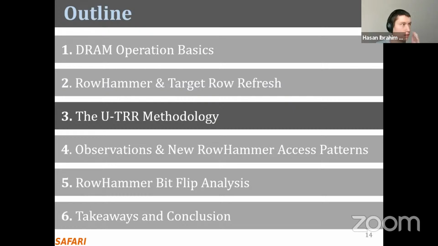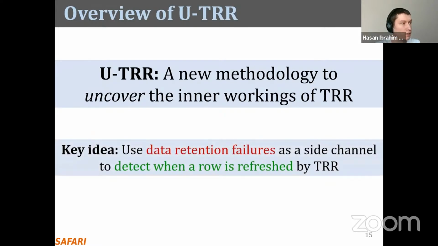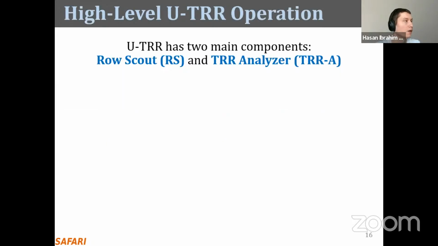Okay, let's move on to the UTR methodology. This is a new methodology to uncover the inner workings of TRR. And the key idea is to use data retention failures as a side channel to detect when a row is refreshed by TRR. So I will do my best to try to explain what we do here exactly. The UTR mechanism is composed of 2 main components, which we named Row Scout, RS, and TRR Analyzer.